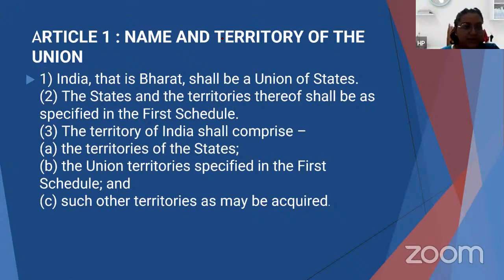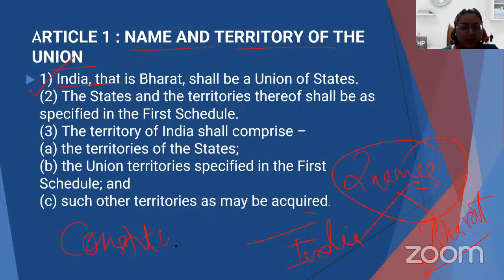So Article number 1 is the name and the territory of the Union. So we know that there are just two names that are mentioned in the Indian Constitution. India, that is Bharat. Only these two names are mentioned in our Constitution. Other names like Hindustan, Bharatvarsh, Aryavarth are not there in our Indian Constitution. Only India, that is Bharat, is given.